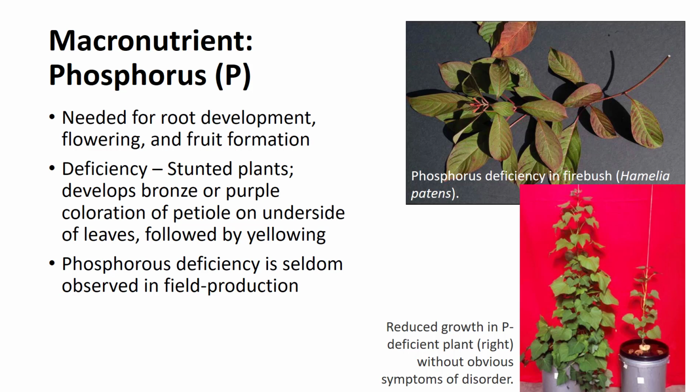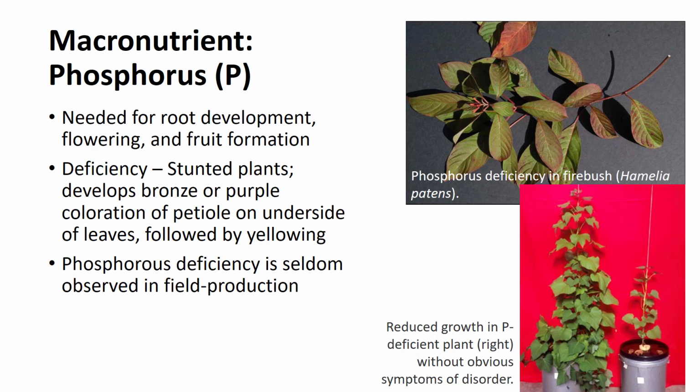It is found in large quantities in meristematic tissue and is essential for cell division. A phosphorus deficiency ultimately results in stunted plants. Early indications of inadequate phosphorus within many species of plants are the development of bronze or purple coloration of the petioles on the underside of the leaves, followed by a yellowing of the leaves, particularly at the time of flowering and fruiting.